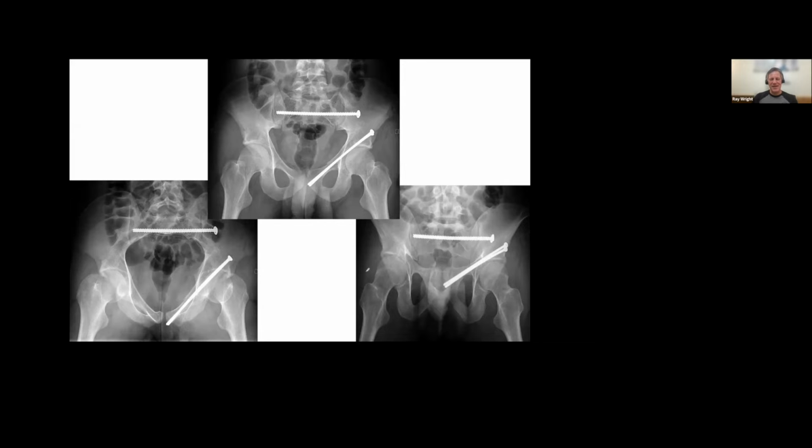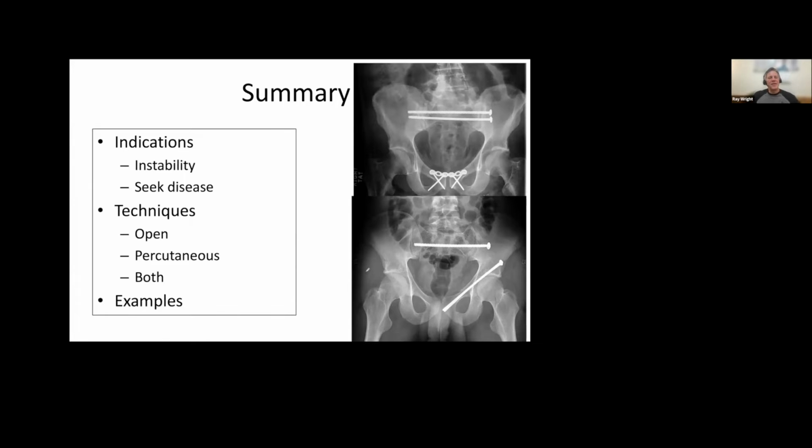So anyhow, to summarize, the indications to operate are really instability, and that's the inability to resist deformation under physiologic force. And what's more important is that if there's hemodynamic instability, it can be due to the pelvis, but only if that pelvis is truly unstable. Stable pelvises in general don't lead to hemodynamic instability, but unstable ones do. Sometimes this instability is subtle and you need to seek it out.